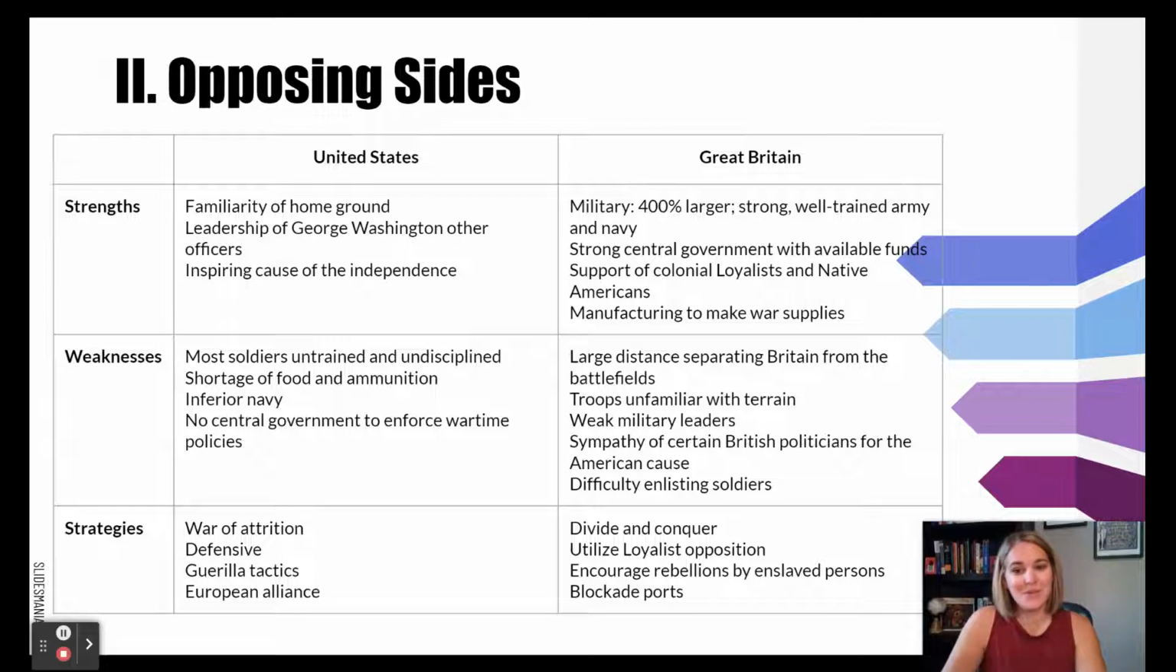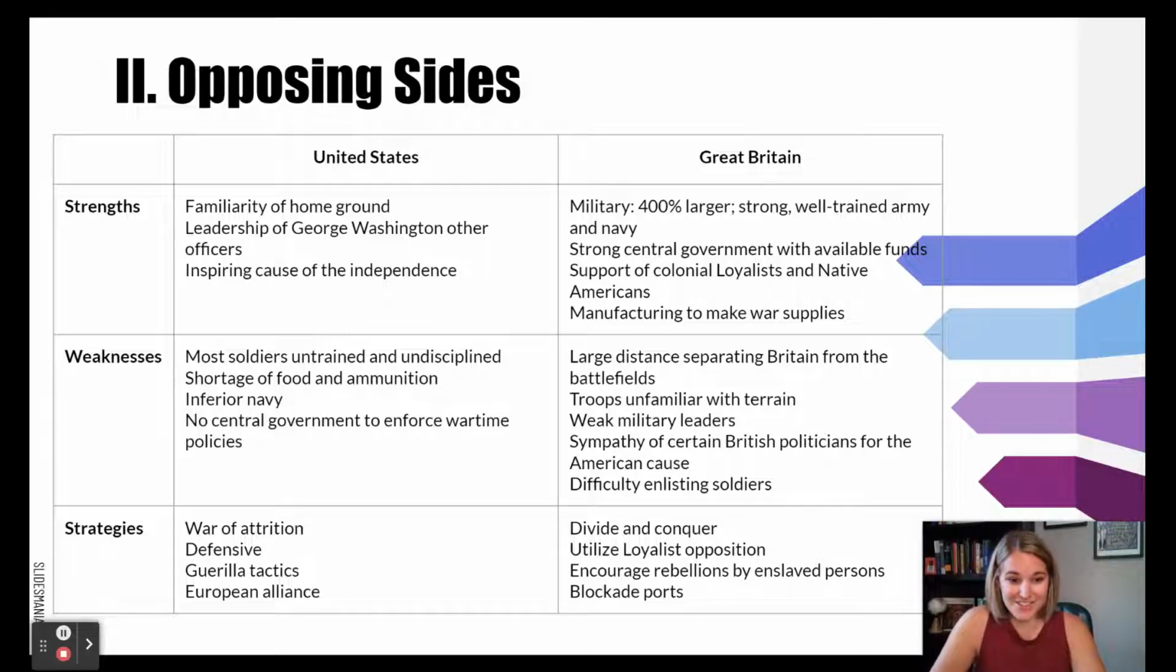Now, weaknesses. We know that their soldiers haven't had the experience of the British. They barely have a navy. They're going to run short of food and ammunition and other supplies because, as you remember, their trade was dependent on Great Britain. Additionally, the government that they form under the Articles of Confederation is going to really limit their ability to run a war effort.